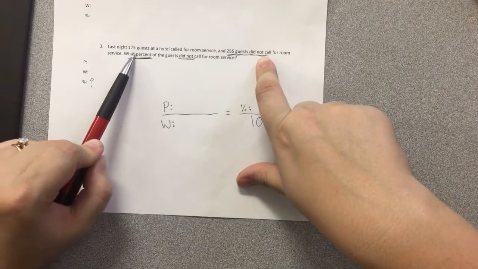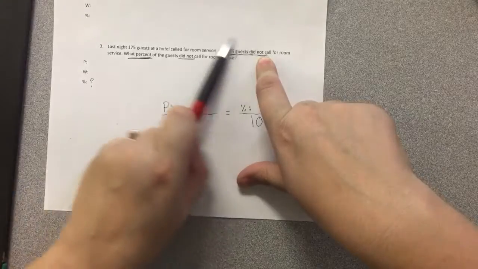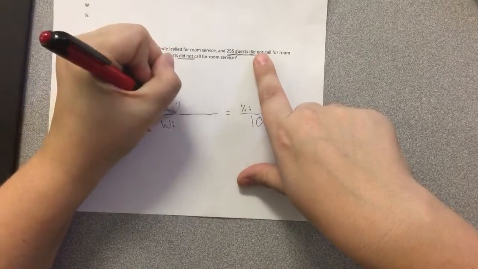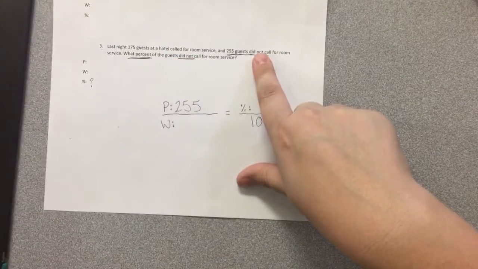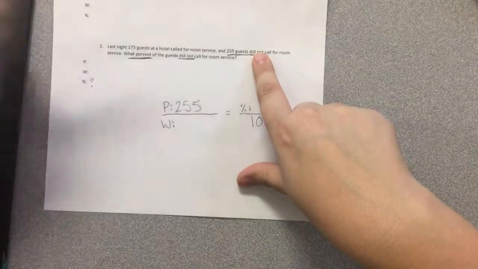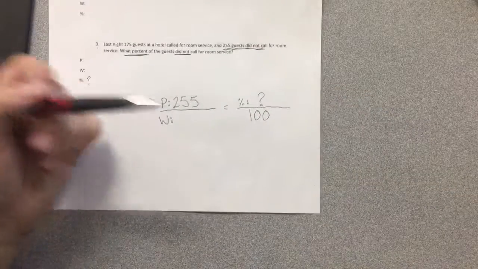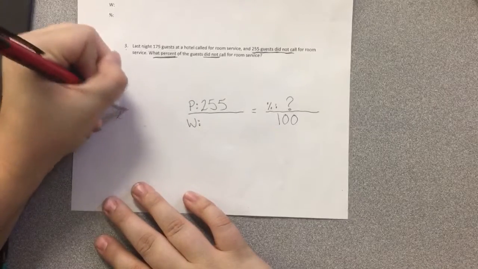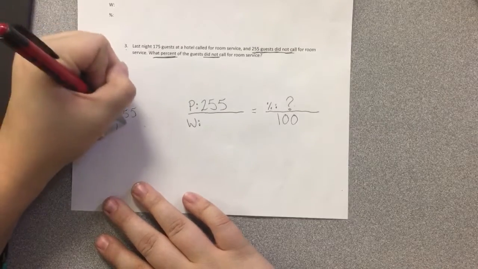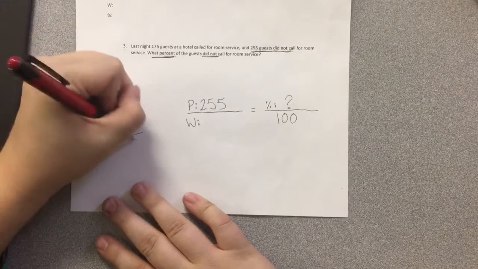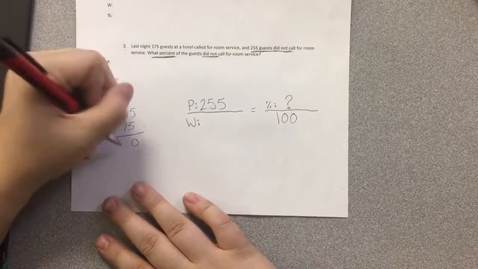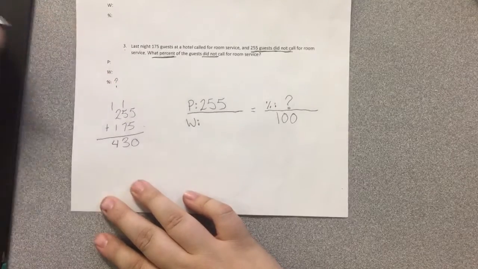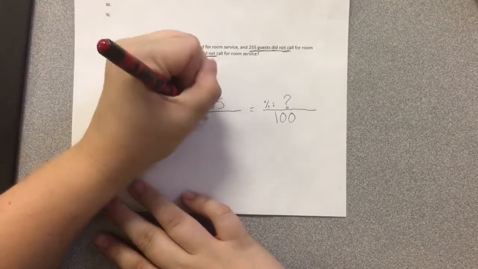What that means is that we might need to do some math here to find our whole. We know the 255 who did not call is our part, but we're going to have to add 255 and 175 in order to find our whole. So 255 plus 175: 5 plus 5 is 10, hold the 1, 7 plus 5 is 12, 13, hold the 1, 2, 3, 4. 430 would be our whole.